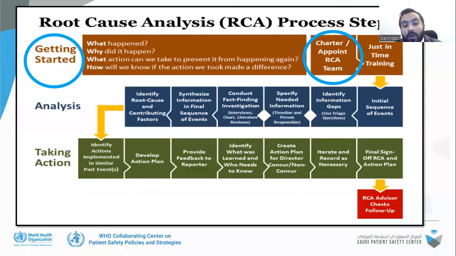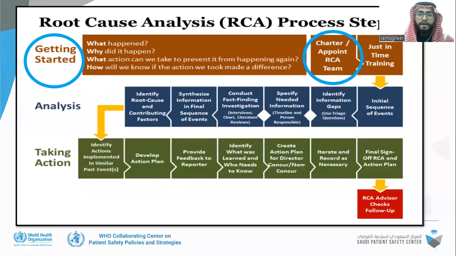The whole idea with the analysis is to identify the root cause, to try to find if there are multiple root causes, and to collect the information, looking back and trying to collect the information gaps and draft down the initial sequence of events. After that, we'll go to taking the action, whether it's a corrective action plan, developing an action plan, and writing the timeline and deliverables. I don't know, Dr. Rakan, if you want to add something.